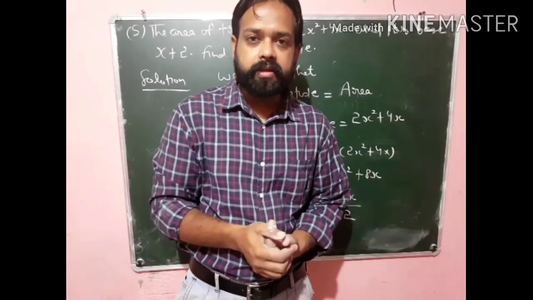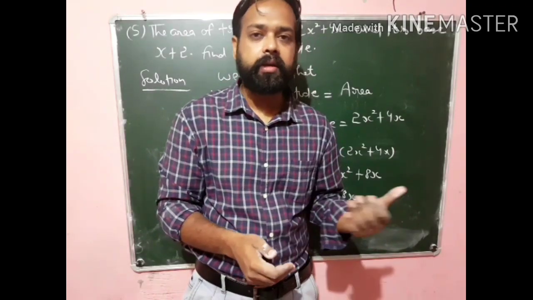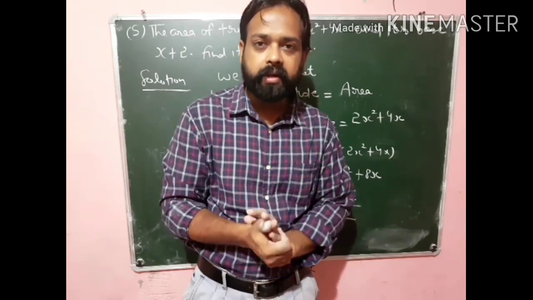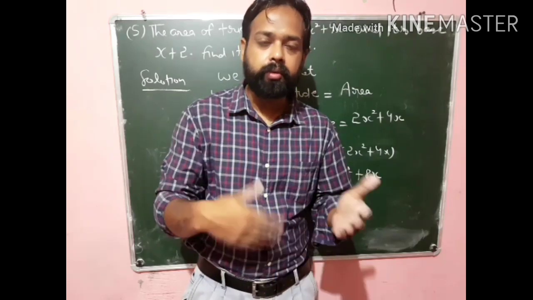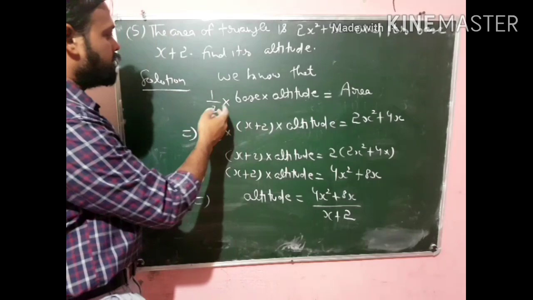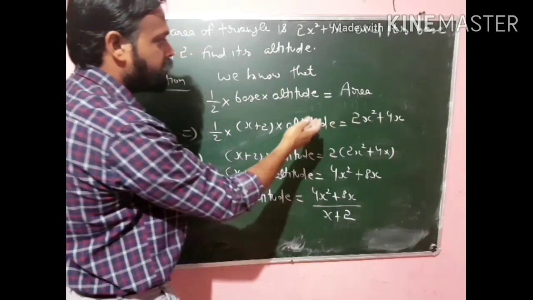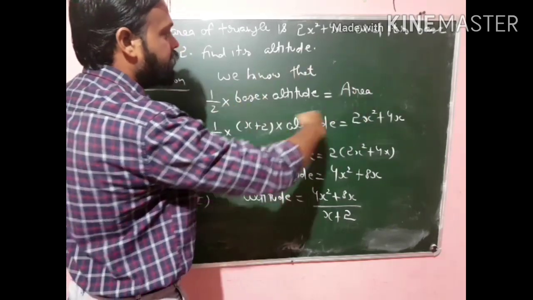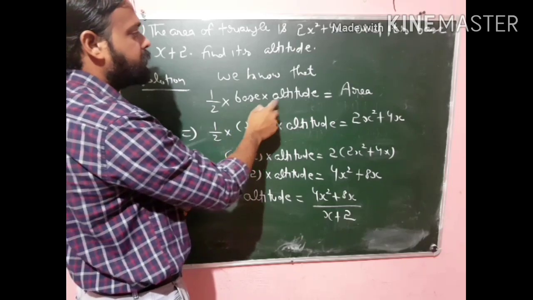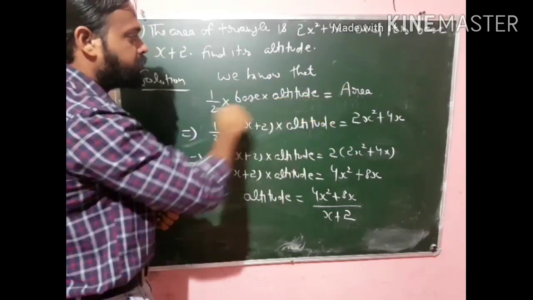Of course this is also a division, but here we have to apply a formula and then we can find the answer. So what is the formula? In this case we have to find the altitude of the triangle, and we know the formula of the area of a triangle: half into base into altitude is equal to area. You can see 1 by 2 multiplied by base multiplied by altitude is equal to area. So this is the formula of the triangle.